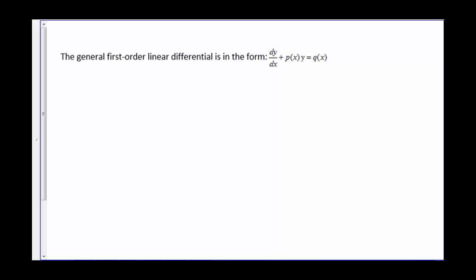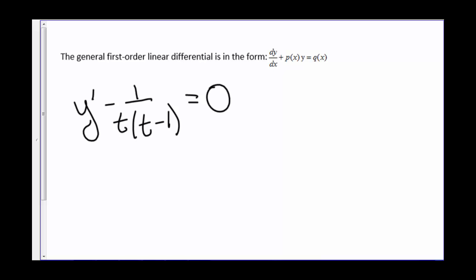The general first-order linear differential equation is in the form dy/dx + p(x)y = q(x). So looking at the differential equation, y' - (1/(t(t-1))) = 0. First we notice that this is a first-order differential equation, but it is not in our general form. We also notice that instead of x, we have t's, and that's okay. That means that t is going to be our independent variable.